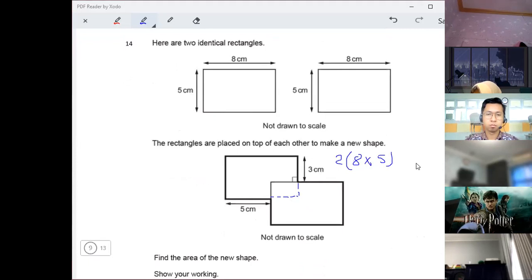What is 8 times 5, Kenes? 40. What is 40 times 2, Arkan? 80. Okay, so both of these is 80 centimeters. But here, they are merged and one of this shape is not seen. Ada yang nggak kelihatan. What do you think is the length of this one?